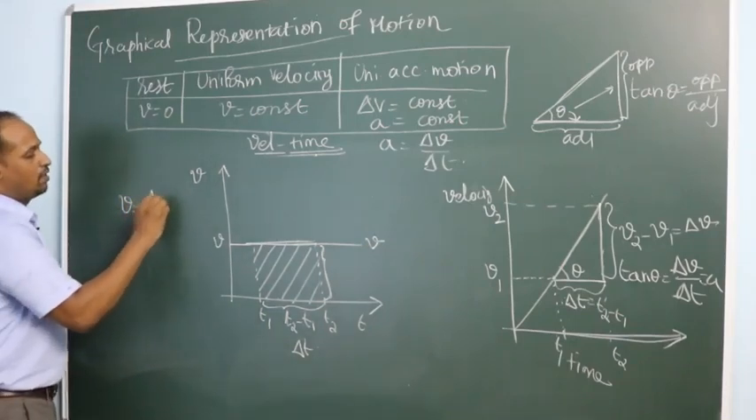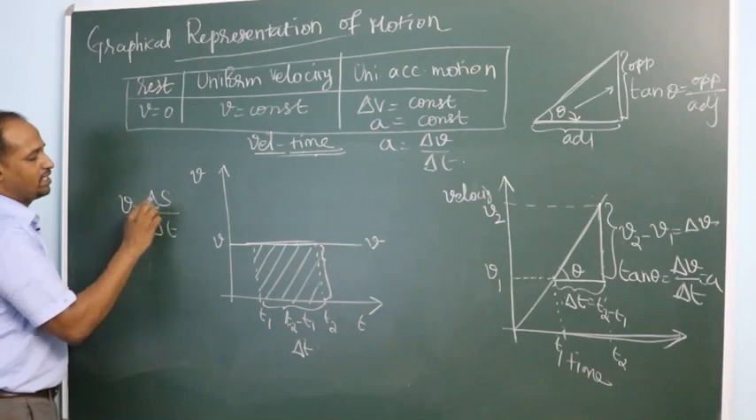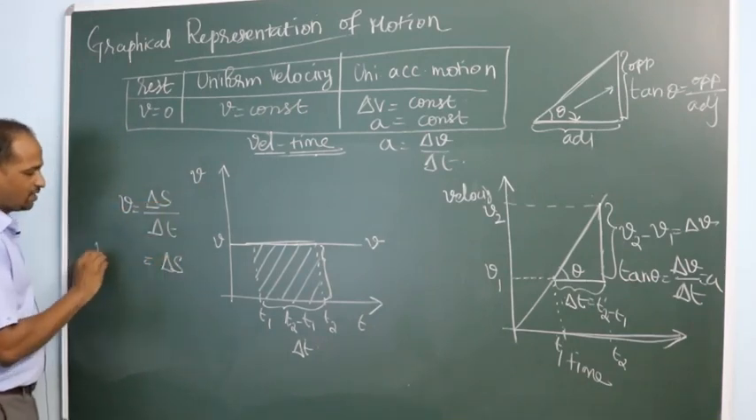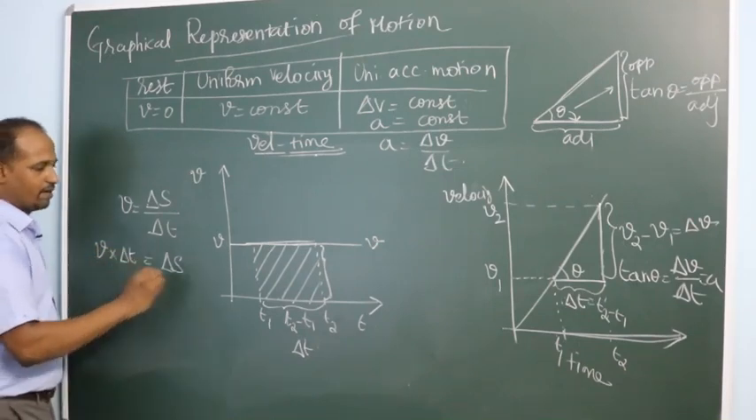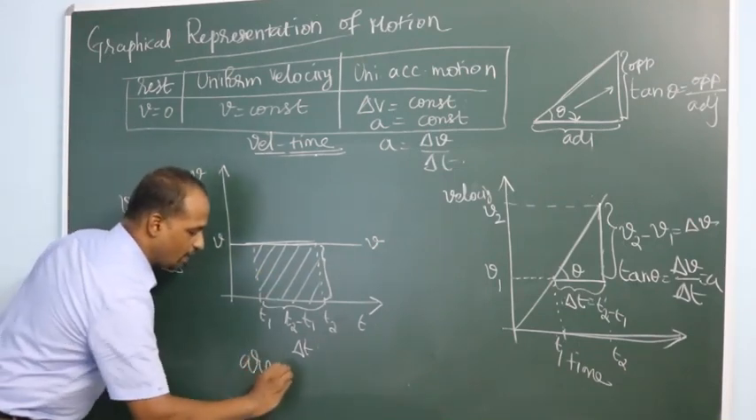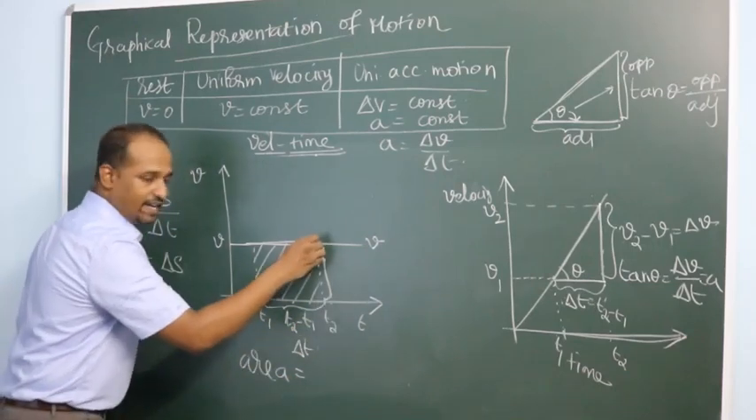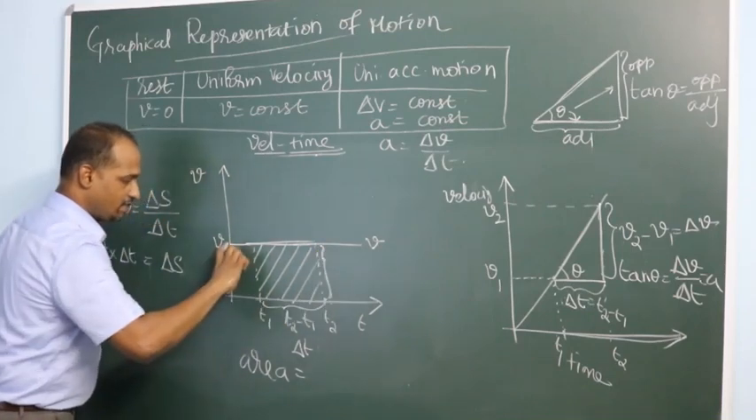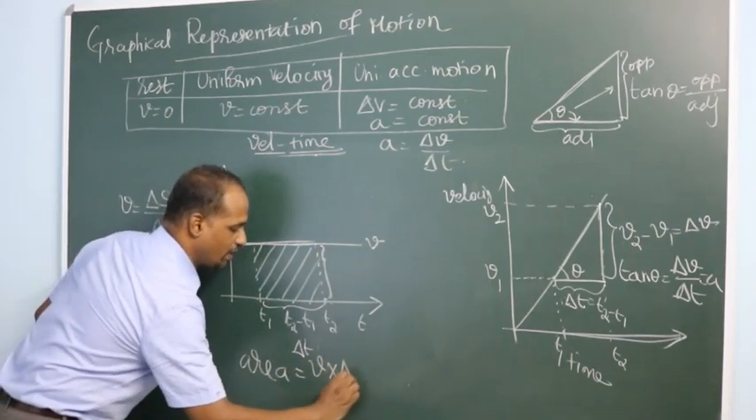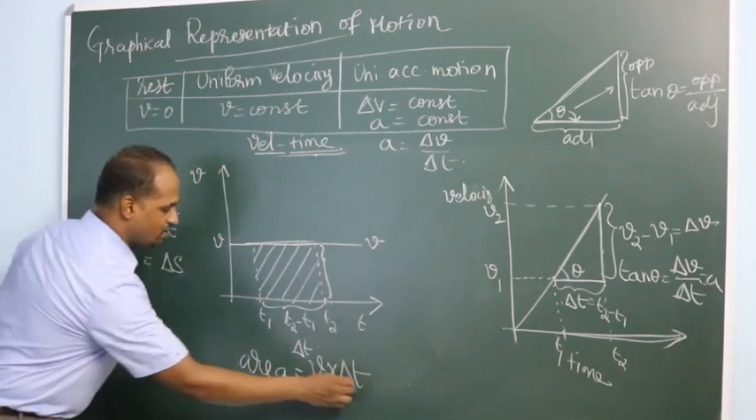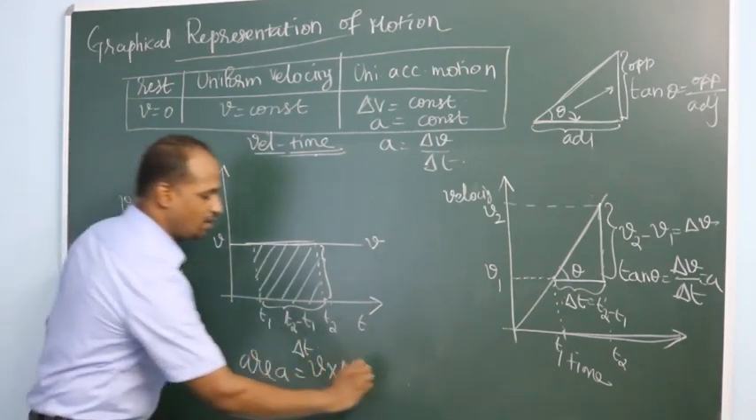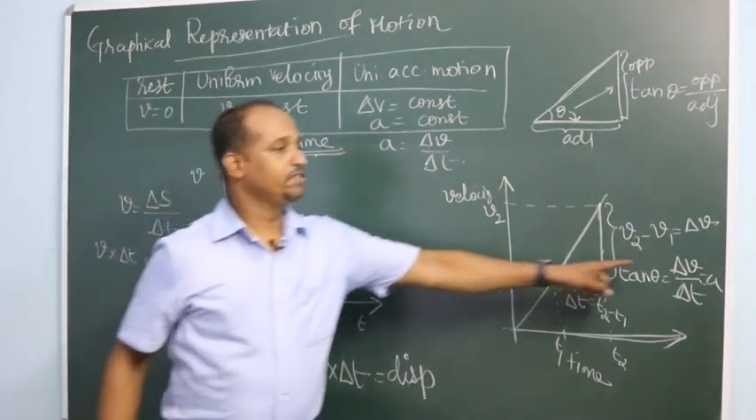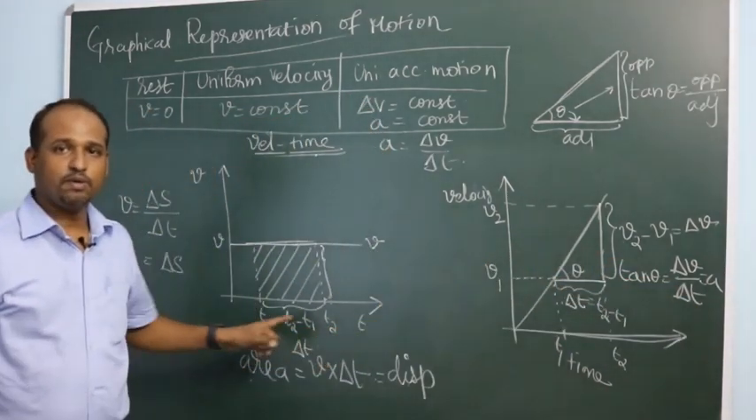Velocity is equal to displacement by time, that is, change in position by time. So the displacement is velocity into time taken. If you find the area of a rectangle, it is base into height. Here the base is delta t, and the height is this velocity. So velocity into delta t is the area, but velocity into delta t is called displacement. So in a velocity time graph, slope gives you acceleration, and area gives you displacement.